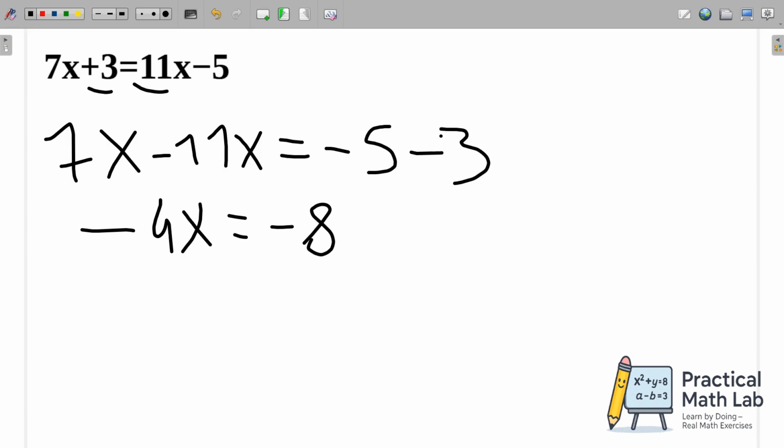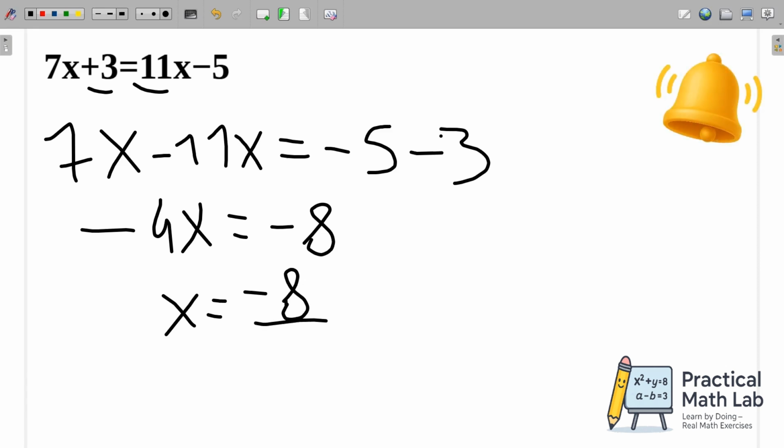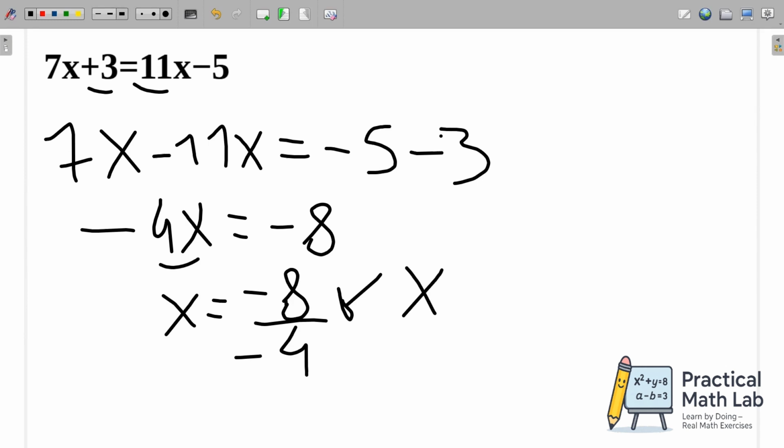Now let's move the 4 to the right side. Repeat the x. X equals minus 8 divided by minus 4. Since here it's multiplying, when it moves over, it divides. So we have x equals, minus times minus, which is plus. 8 divided by 4 is 2. Simple, straight to the point. Here's the answer to the equation.